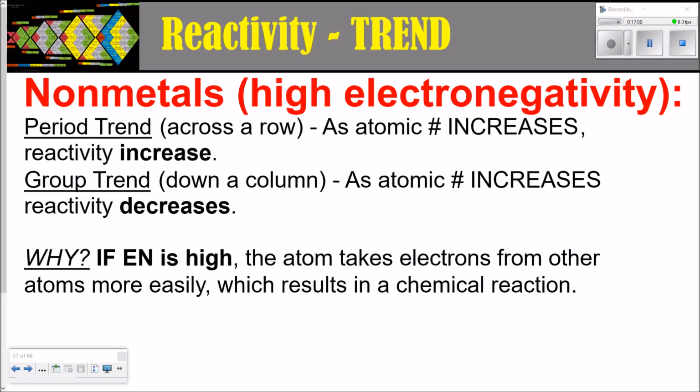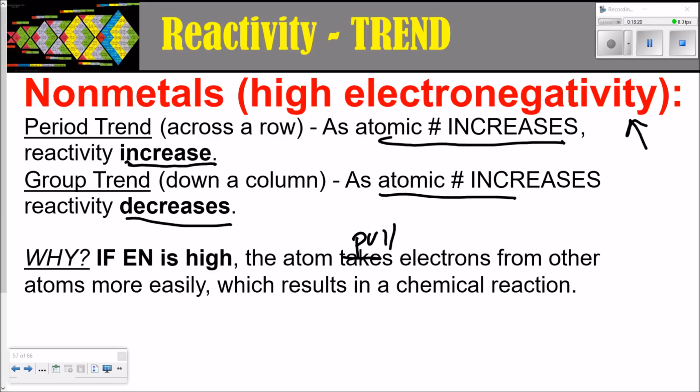If you've got nonmetals, nonmetals have a very, very high electronegativity. That means when they're bonded, they're going to have more pull on electrons. As you move across a period and increase your atomic number, the reactivity of nonmetals is going to increase. As you move down a group, the atomic number increases and your reactivity will decrease. If your electronegativity is high, the atom is going to take or pull electrons from other atoms more easily when they're in a bond, which is going to result in a chemical reaction.